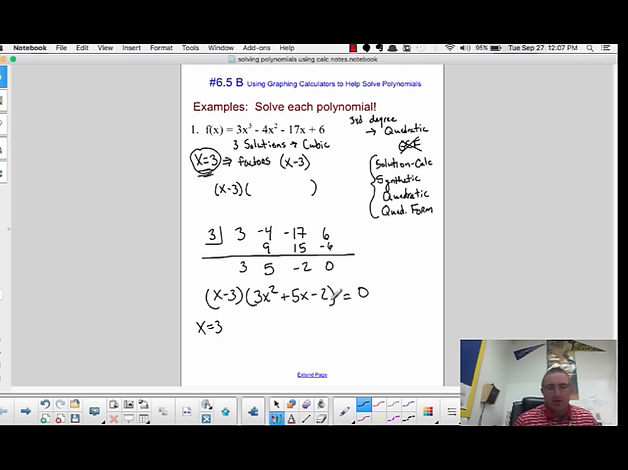Now I'm going to use the quadratic formula, negative b plus or minus the square root of b squared minus 4ac, all over 2a, to get my other answers. So, the opposite of 5 plus or minus the square root of b squared, which is 25, minus 4 times 3 times negative 2. Whoops, better put that in parentheses. All over 2a.